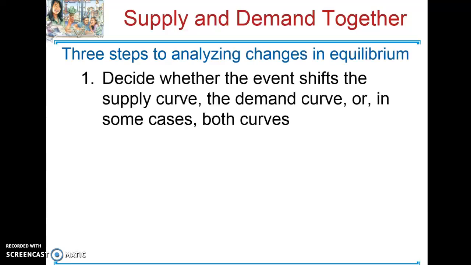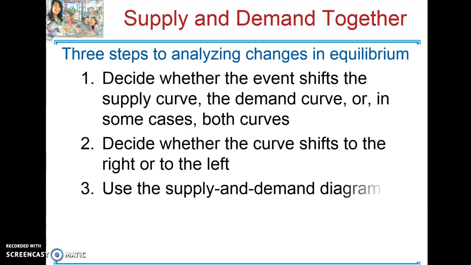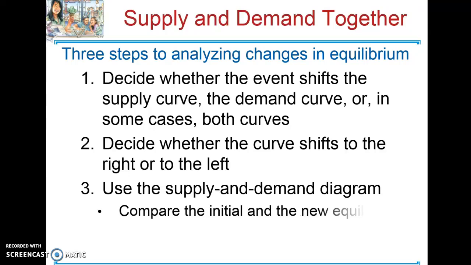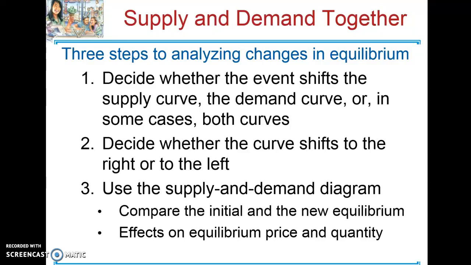When you're putting supply and demand together, there are three things you need to consider. First, decide whether the event shifts the supply curve, the demand curve, or in some cases both curves. Second, decide whether the curve shifts to the right or to the left, and use the supply and demand diagram. Third, compare the initial and the new equilibrium and the effects on the equilibrium price and quantity.